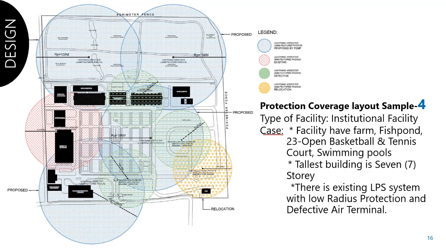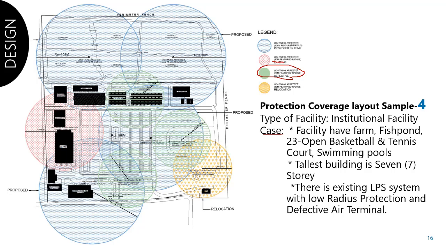Okay, so the blue one, you may notice, is the proposed design of LPS. The red one is the existing one with 80-meter radius protection. Then the green one, they just said that it is defective. We did not do a testing, but the owner and the engineering maintenance said that the device is already defective. This is a brand, but I don't think I need to mention the brand, because I have a story of it.